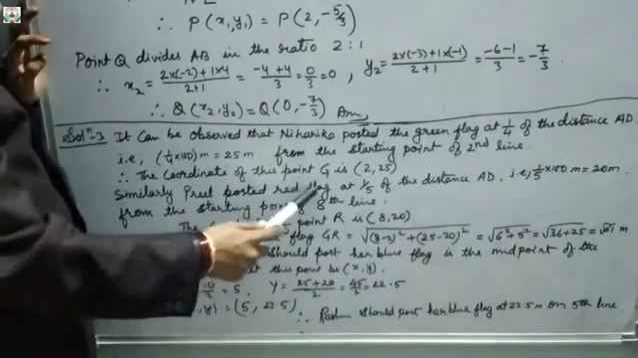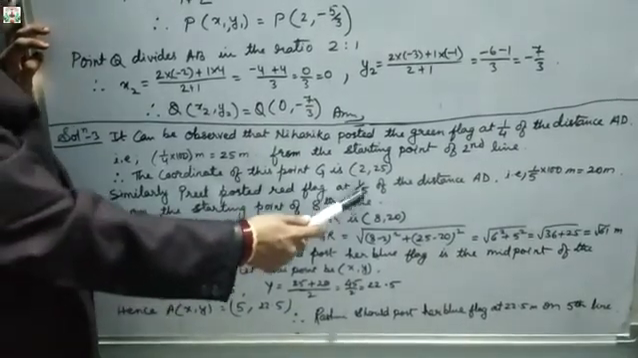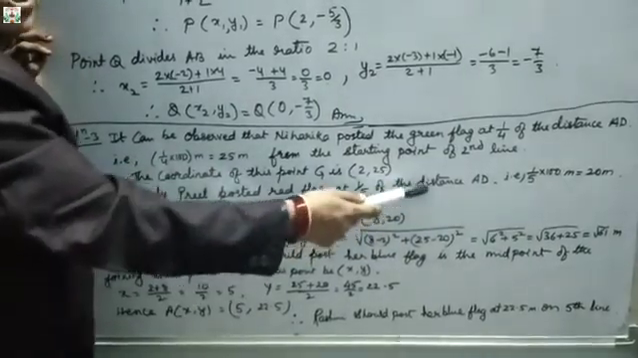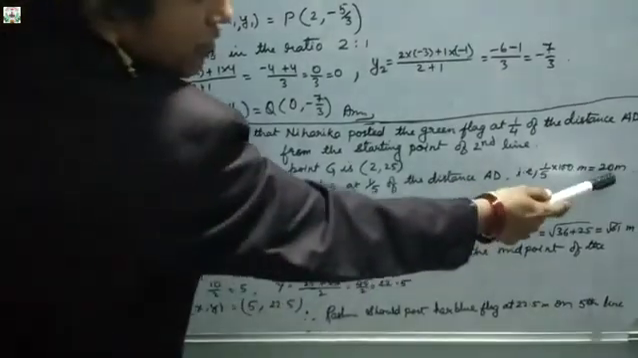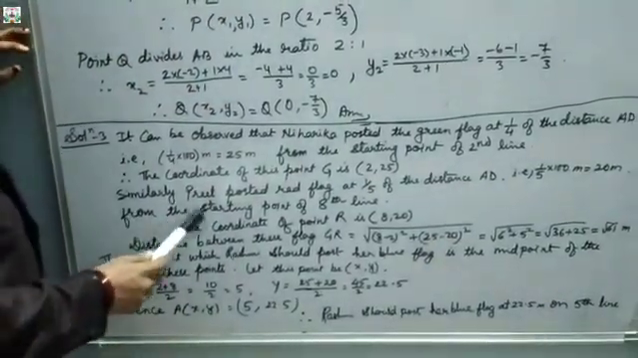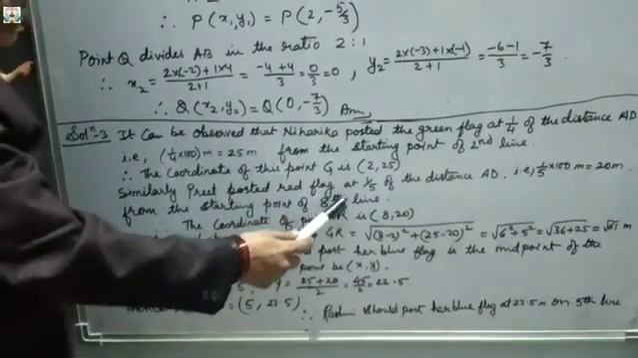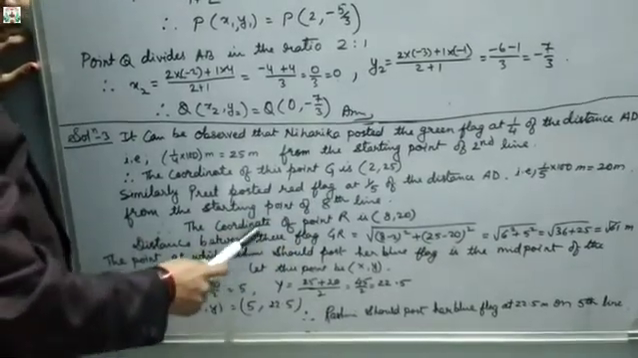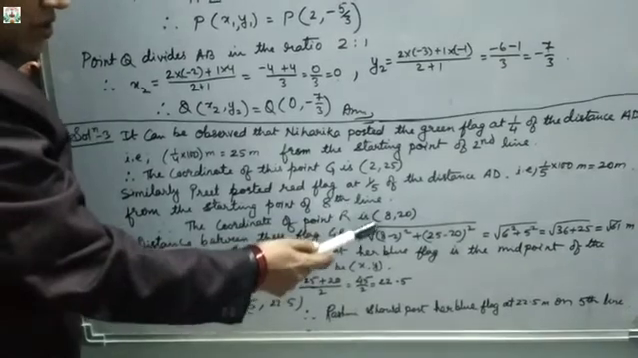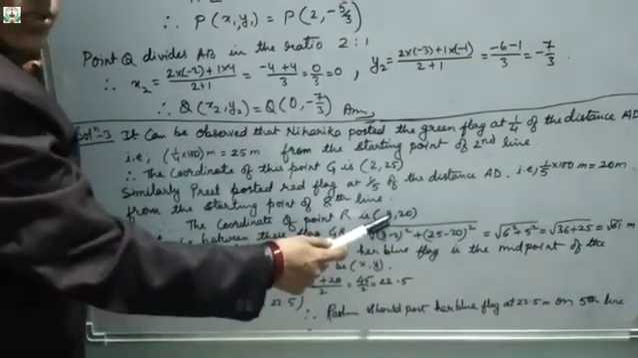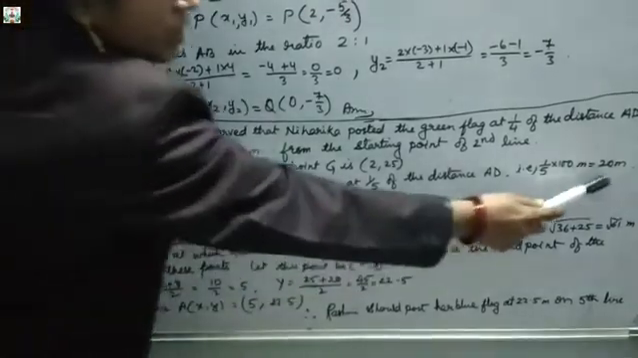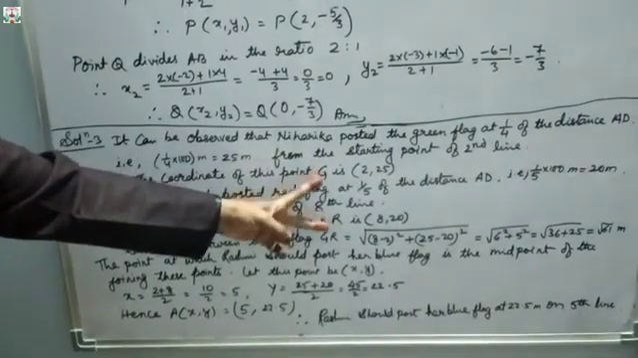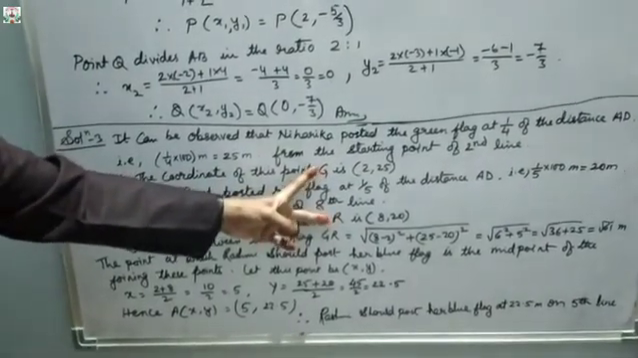Similarly, Preet posted the red flag at 1/5 of the distance of AD. So the distance of AD is 100, and 1/5 of 100 will be 20 meter. So from the starting point of the 8th line, the x coordinate will be 8. So the coordinates of the point R: x coordinate will be 8 and y coordinate will be 20. Okay, so these two points' coordinates we got.